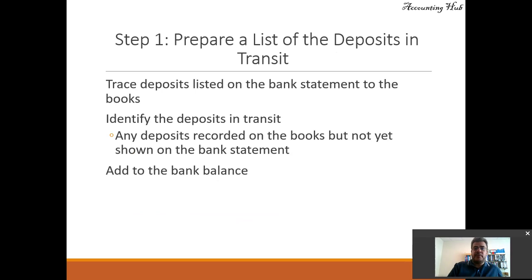So, step 1, prepare a list of the deposits in transit. Trace the deposit list on the bank statement to the books. Identify the deposit in transit: any deposit recorded on the books but not yet shown on the bank statement. And we need to add them to the bank balance.